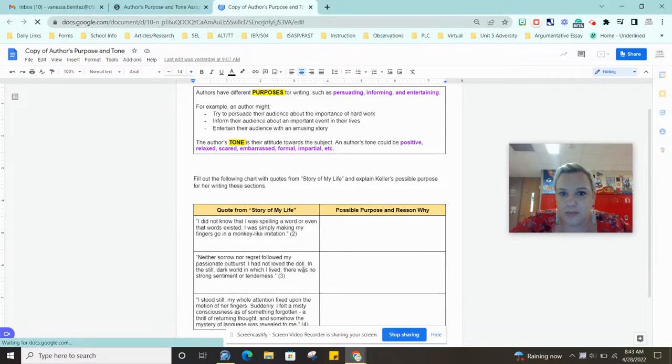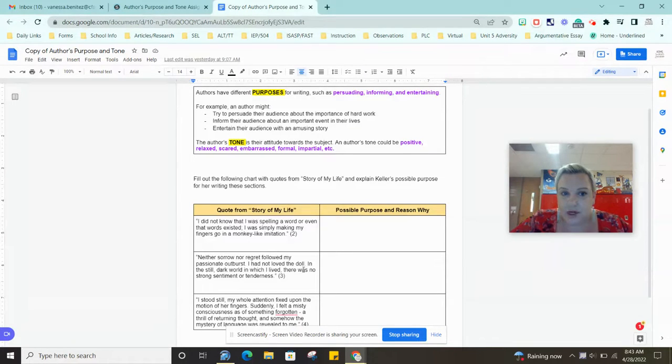So authors have different purposes. There's persuading us to either think differently or persuading us to maybe take action, right? Informing, this would be your nonfiction text, such as this. Or entertaining. Sometimes humor is used, sometimes entertainment is used just through internal dialogue. It doesn't have to be funny. This story wasn't funny, right? And so, for example, an author might try to persuade their audience about the importance of hard work, try to persuade their thinking. An author might inform the audience about important events in their lives. The author might also entertain their audience with an amusing story.